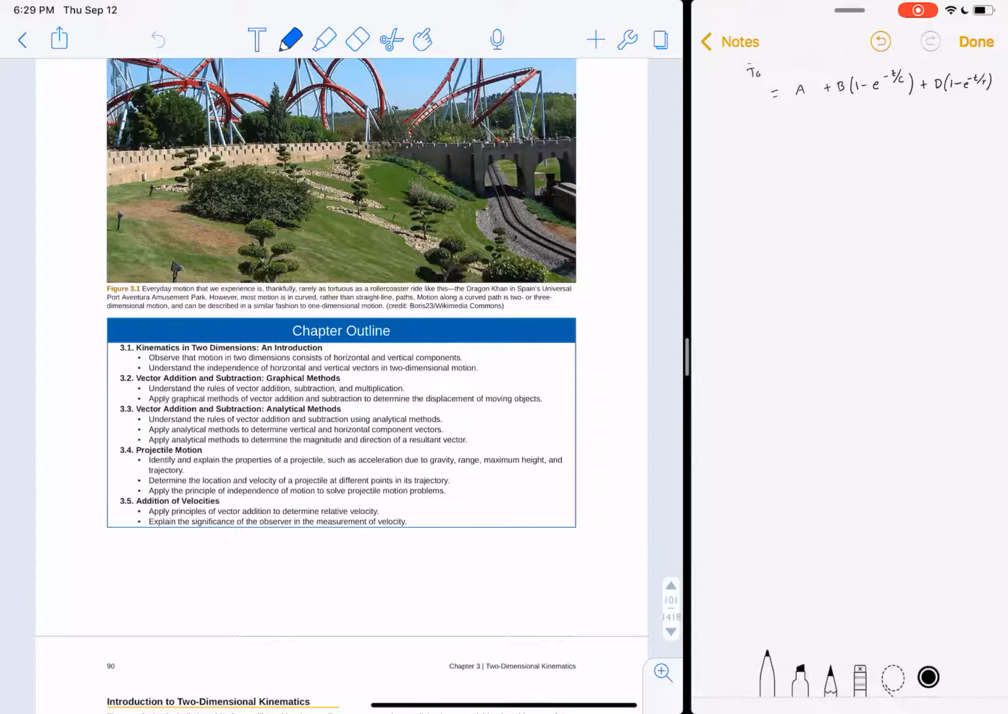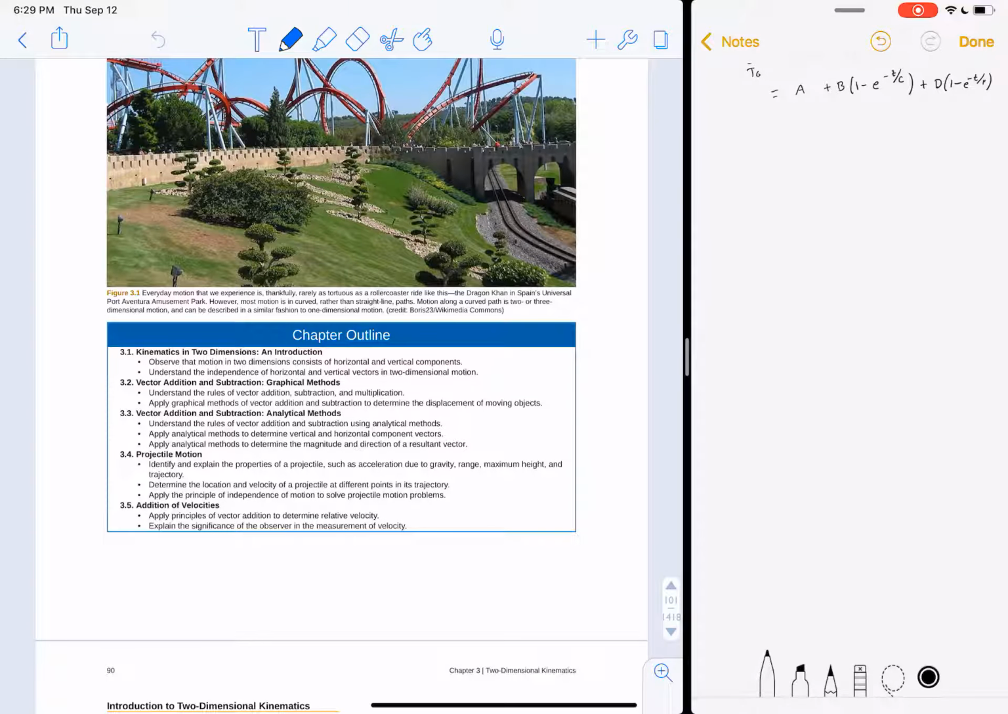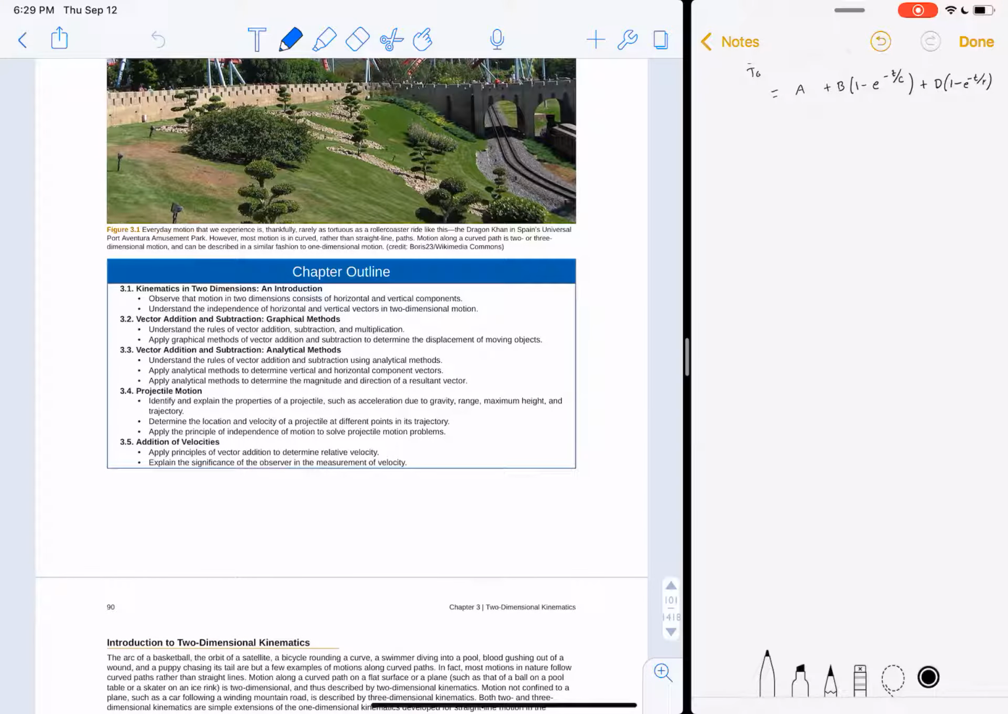Alright, let's talk about chapter 3. We're going to do kinematics in 2 dimensions. And how we do that is with something called vectors. So we're going to talk about vectors, splitting up a velocity vector into an x and y component, doing kinematics in one or the other direction, and then recombining them at the end.